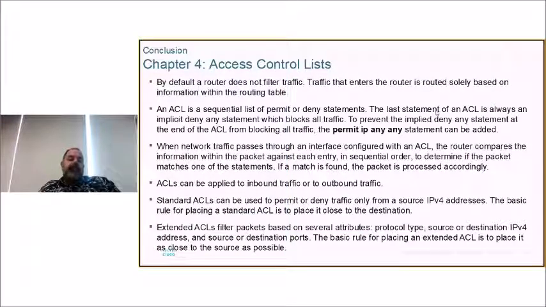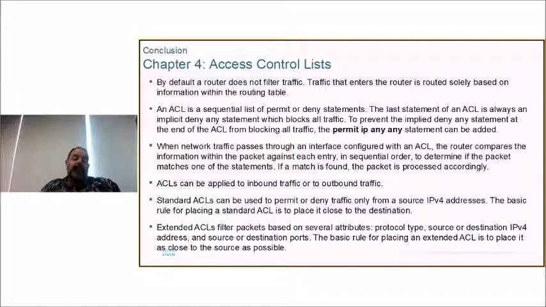So chapter summary is that we've looked at, by default, routers will forward traffic. When you apply an ACL, basically it will try its darndest not to route traffic with those implied deny IP any-anys. So of course an ACL is a sequential list of permit or deny statements which are defined in the access control entries. When network traffic passes through an interface configured with an ACL, the router compares the information within the packet against each entry in sequence until there's a match. If there's no matches found, the packet is dropped.